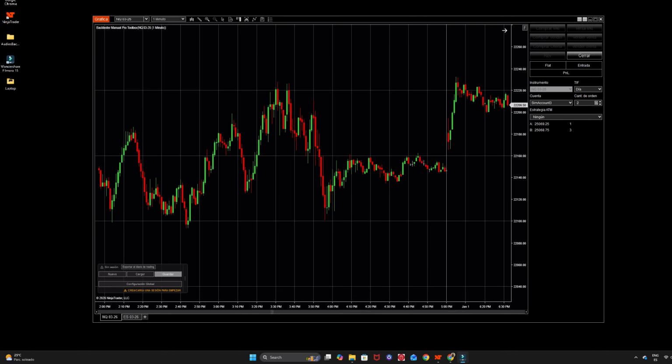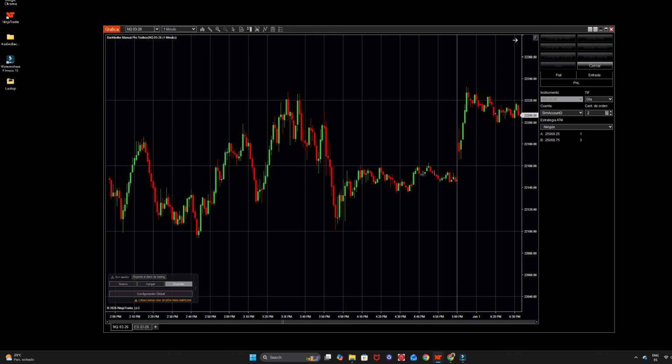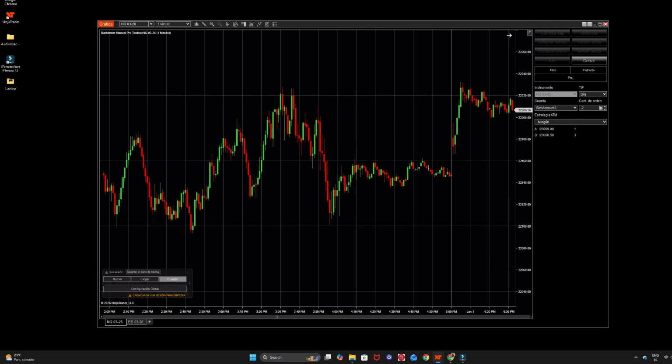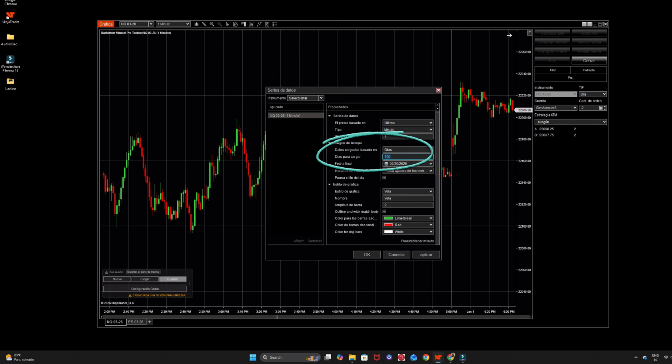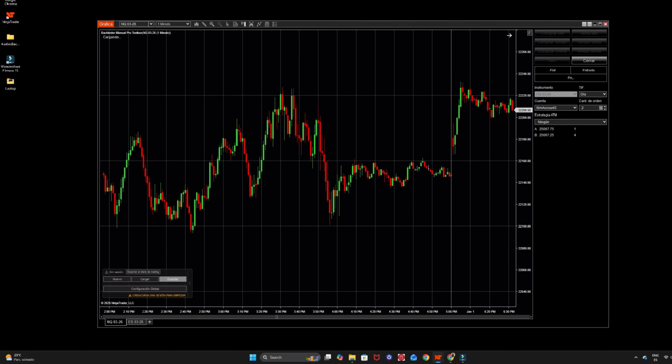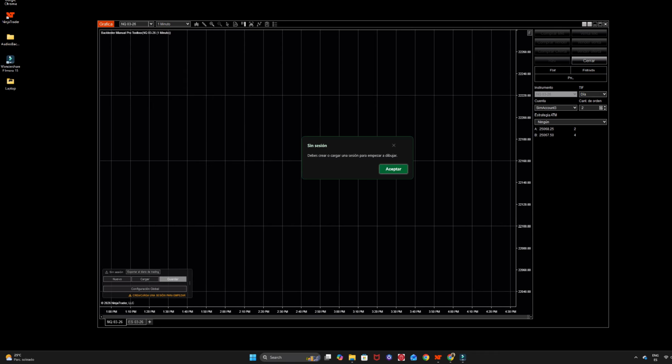Then, open a chart of the instrument in which you would enter trades. Next, right-click on the chart and go to the Data Series option. Look for the Days to Load option and set the number of days you want to backtest. Remember that the more days of backtesting you do, the larger your sample will be to obtain better statistics.